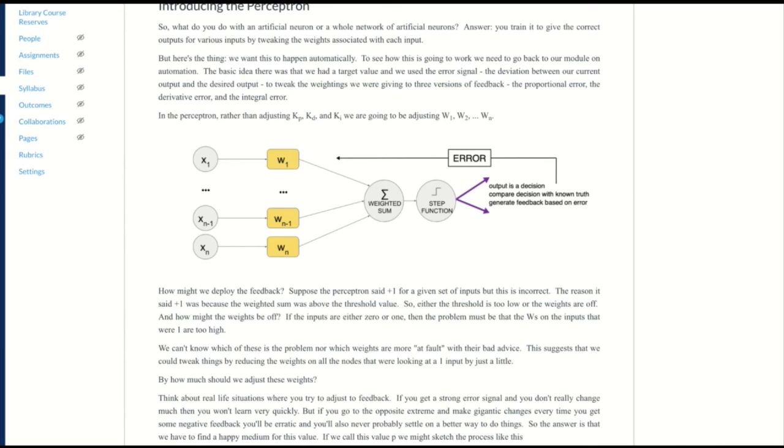And anybody who said 0, well, I can't do anything with those weights because they don't contribute, right? So there's nothing I can take away there. And then if the opposite happened, right? If I said 1 when I should have said 0, then I can go back and say, okay, how many people had a 1 as an input? I'm going to dig a little bit, and I'm going to reduce it down.